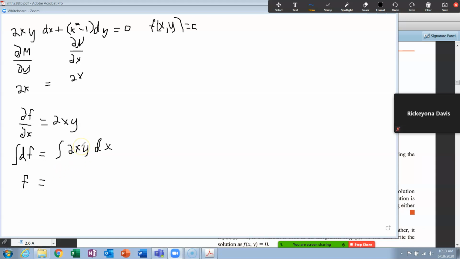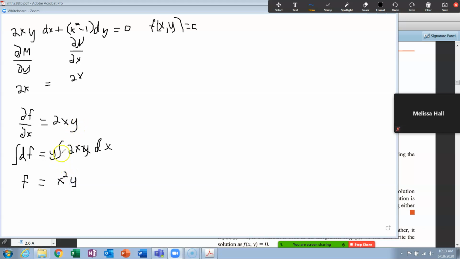Maybe what I should have done is pull the y outside so it's not even in our way. We're treating it as a constant, so pull it outside the integral. And what's the integral of 2x dx, antiderivative of 2x? Come on, you can do it. x squared, right? So this will just be x squared y.